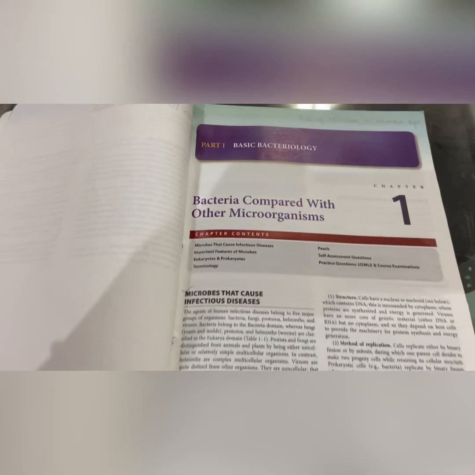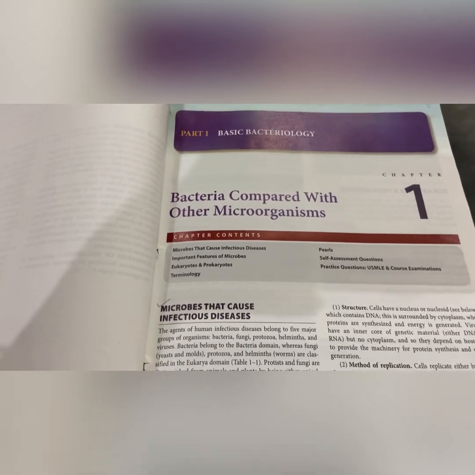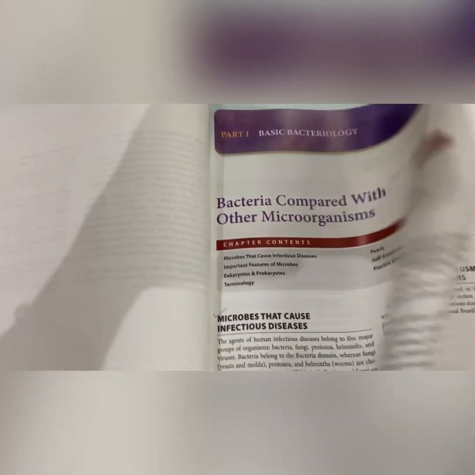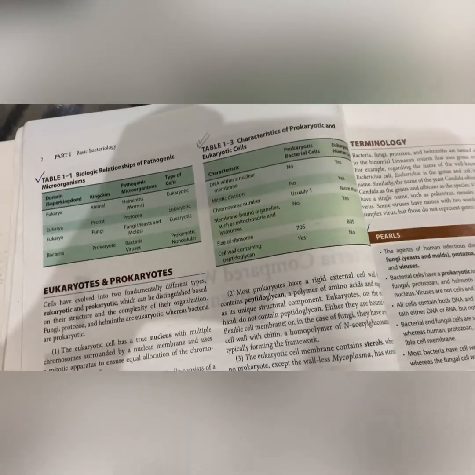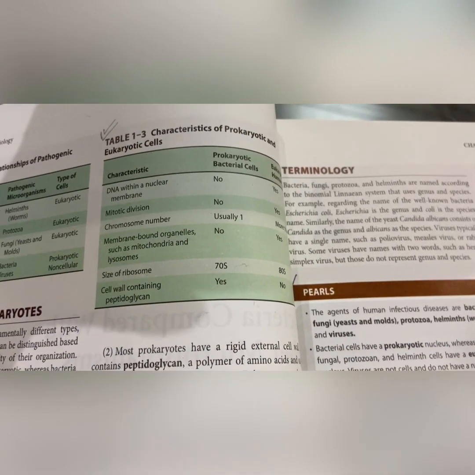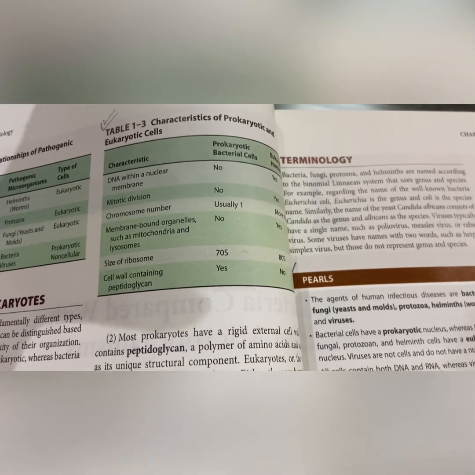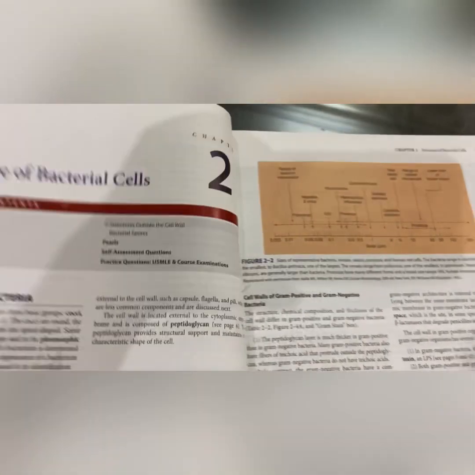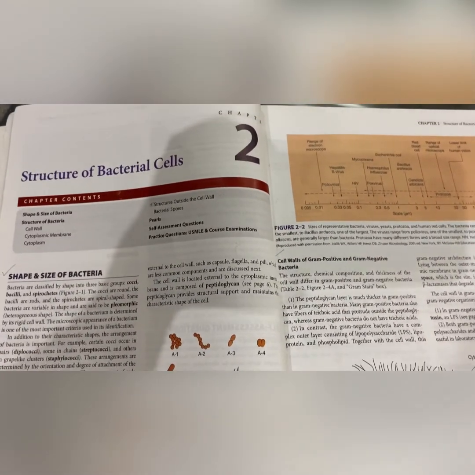So in chapter number 1, bacteria compared with other microorganisms. This chapter is not important from the SCQ point of view. You just need to read the whole chapter. We have table number 1.1. This is important. Then we have table number 1.2, comparison of medically important organisms. And then we have table number 1.3, characteristics of prokaryotic and eukaryotic cells. And just memorize the pearls of this chapter. This will be enough.